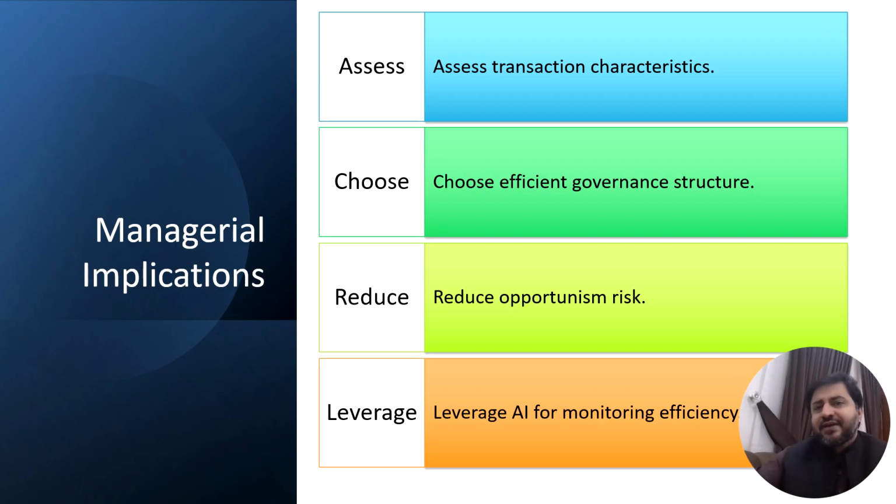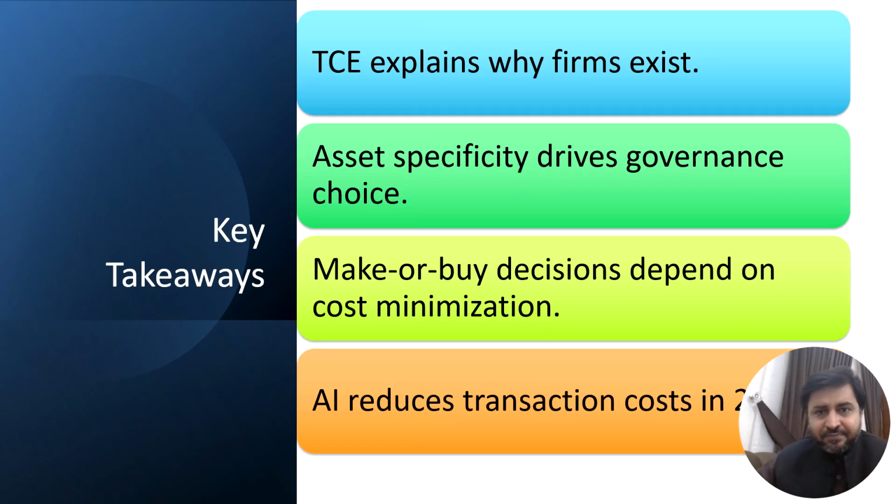Managerial implications for managers are: assess the asset and transaction characteristics, choose the efficient governance structure, reduce the opportunism risk, and leverage AI for monitoring efficiency. Managers must use AI, because the main cost of meetings in the older days was going there, managing contracts, negotiations. But because of AI platforms, digital tools, and augmented reality, these things are becoming easy.